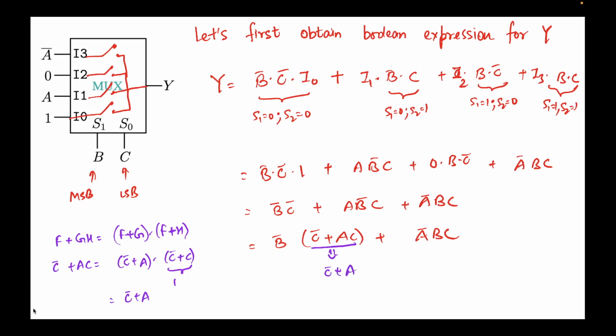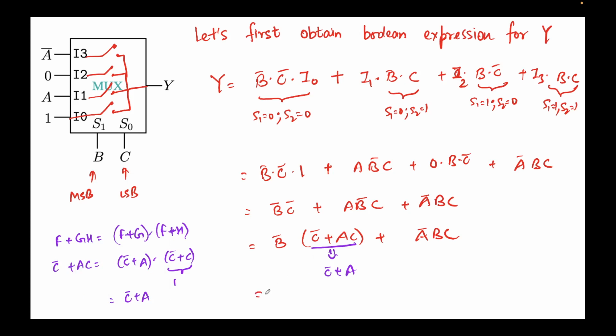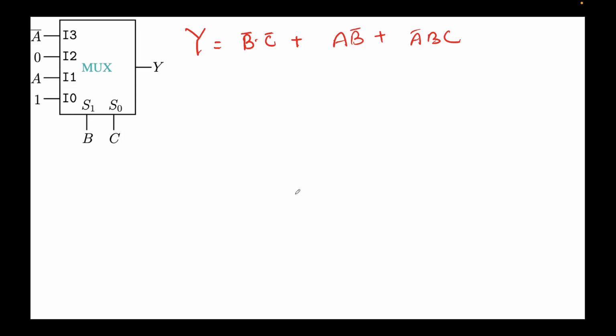Okay, let me switch the colors again. So it will be B bar times (C bar plus A) plus A bar BC. So this will turn out to be B bar C bar plus A B bar plus A bar BC. So this is the Boolean expression for the output of this multiplexer.